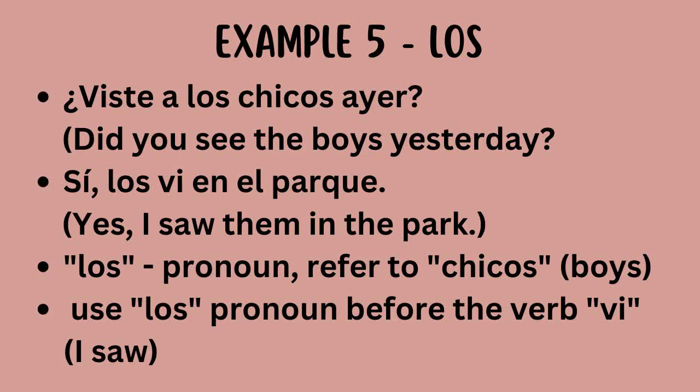Let's look at another example in real sentences. ¿Viste los chicos ayer? Sí, los vi en el parque. In this example, los is the direct object pronoun that replaces the masculine plural noun chicos, boys. The speaker answers the question by using the pronoun los before the verb vi, which means I saw. ¿Viste los chicos ayer? Did you see the boys yesterday? Sí, los vi en el parque. Yes, I saw them in the park.